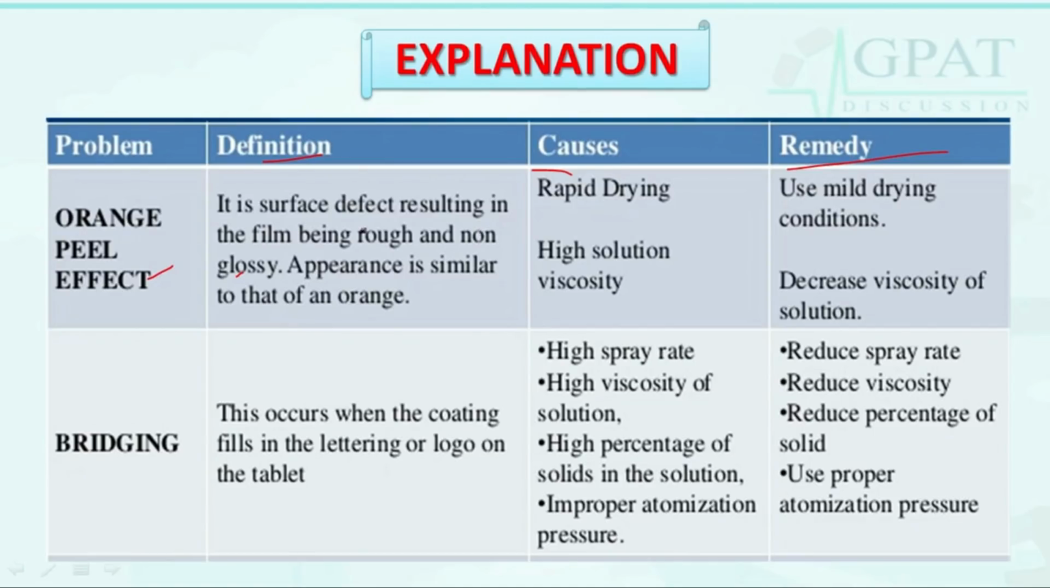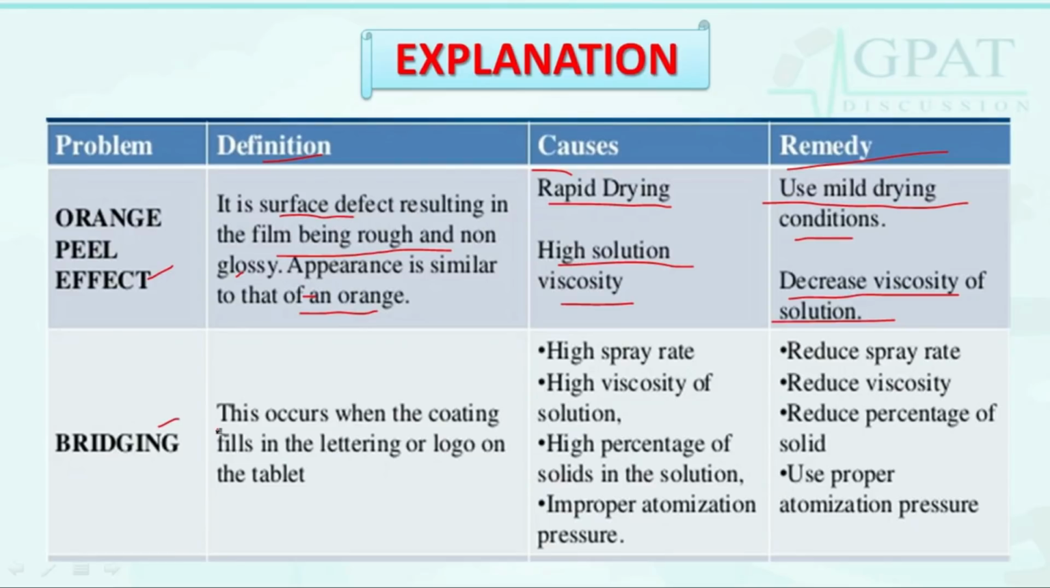So first of all, coming to the definition of orange peel effect, it is a surface defect. Students, sometimes the question may also ask which type of defect it is. So orange peel is a surface defect, resulting in the film being rough or non-glossy, and the appearance is similar to that of an orange, meaning there is an appearance of an orange on the tablet. And what are the causes of this? Rapid drying and high solution viscosity. So how can we solve these problems? Rapid drying can be solved by using mild drying conditions, and high solution viscosity is solved by decreasing the viscosity of the solution. Coming to the next one, bridging.